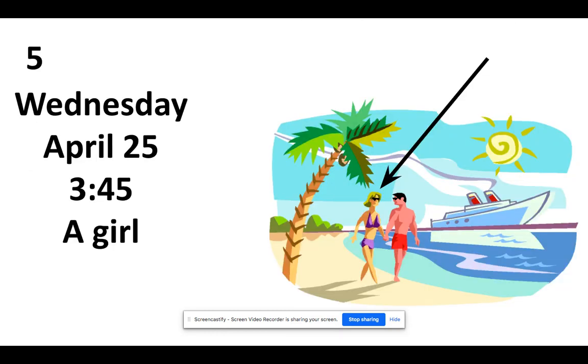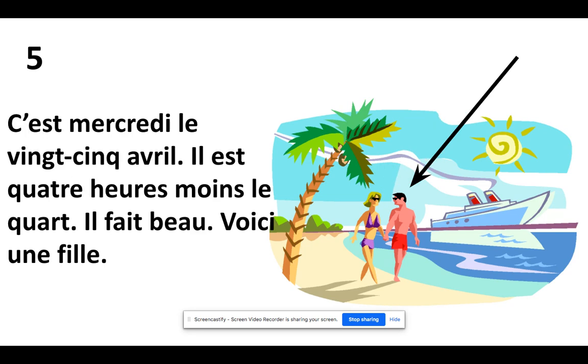Number 5. Wednesday, April 25th, 3:45. You could say it's sunny. You could say it's a beautiful day, whichever one you like, or both. A girl. Press pause and write out your description. Okay, let's look at the solution. C'est mercredi le 25 avril. Il est 4h moins le quart. Il fait beau. Voici une fille.